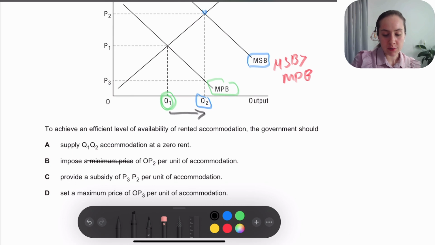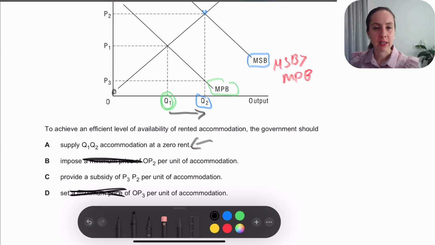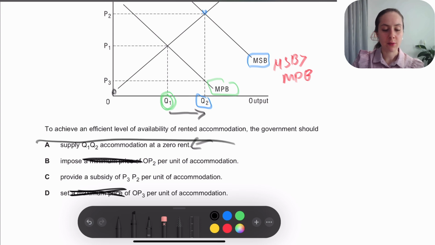So I'm just going to exclude some already. Minimum prices reduce quantity, so that's not going to work. Same with maximum prices, they reduce the quantity. Zero rent will create a lot of demand, but the farms won't be able to supply anything. They don't want to supply at zero, so that's not going to work.